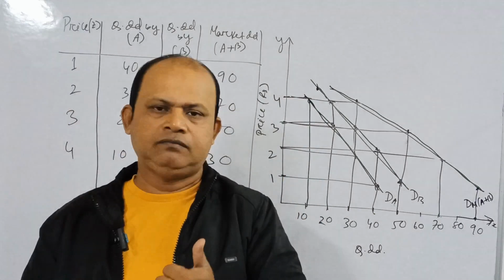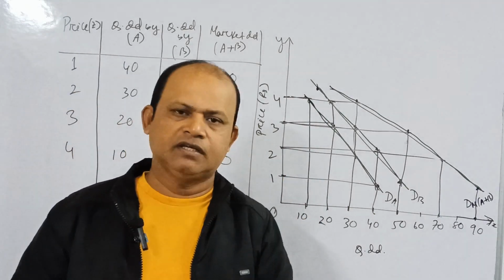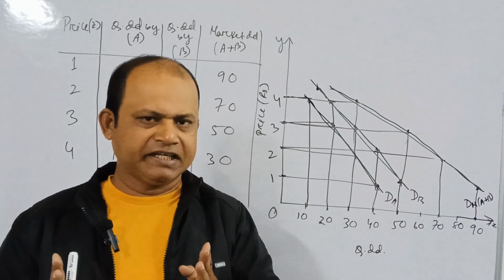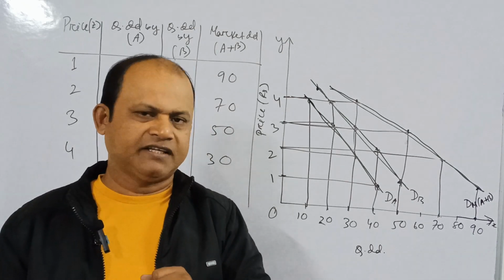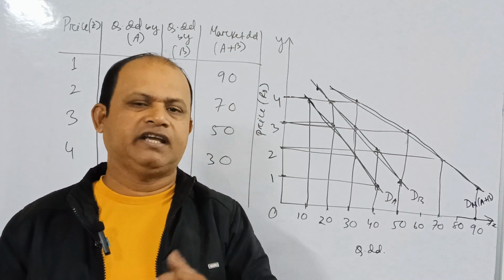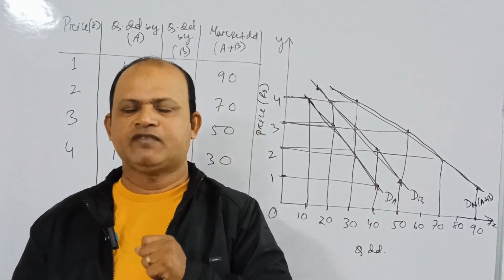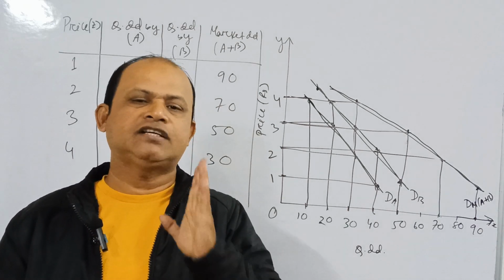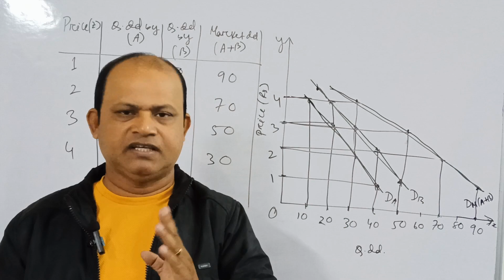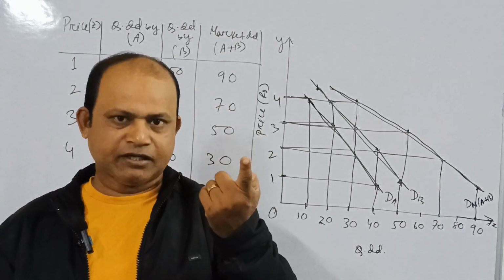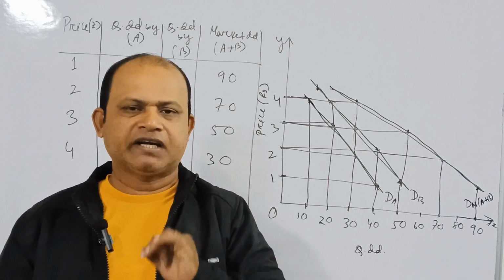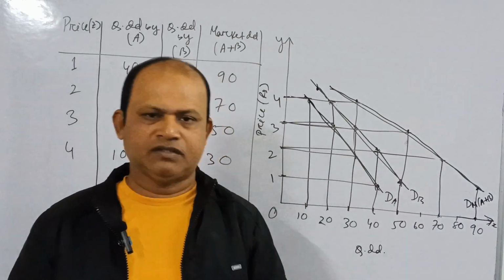Again, I am telling you, don't get confused with market demand and aggregate demand. Market demand is aggregate, but aggregate of what? Aggregate of a particular commodity. And aggregate demand is the total demand for goods and services, and that is in macroeconomics. And market demand is in microeconomics.